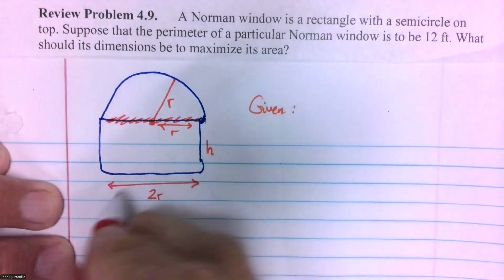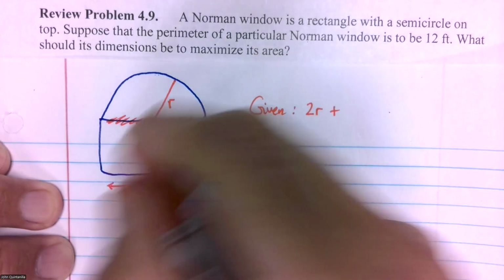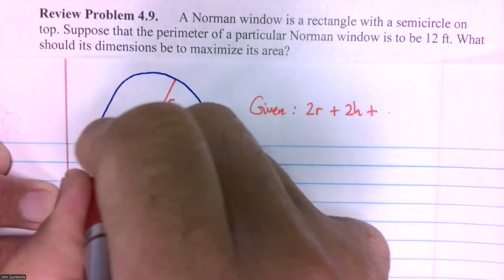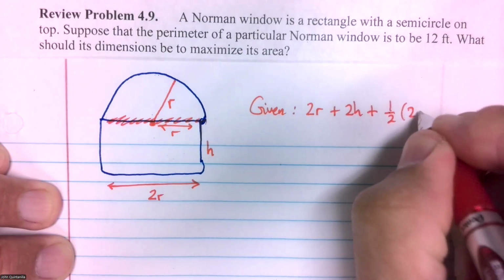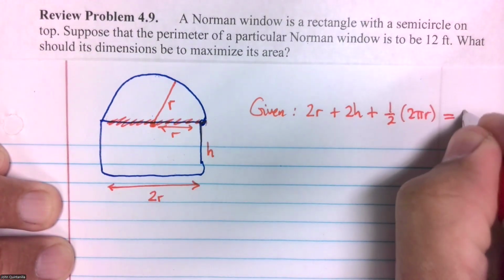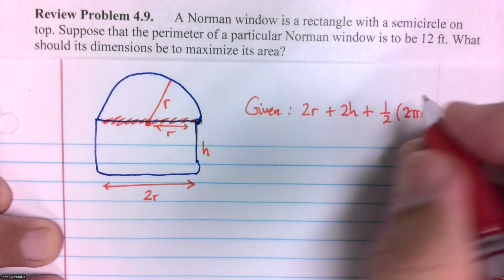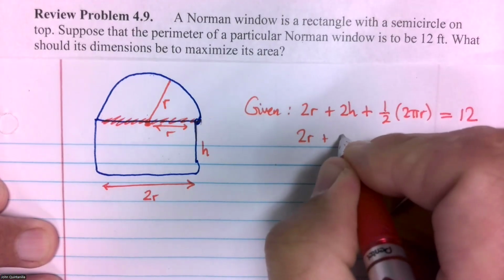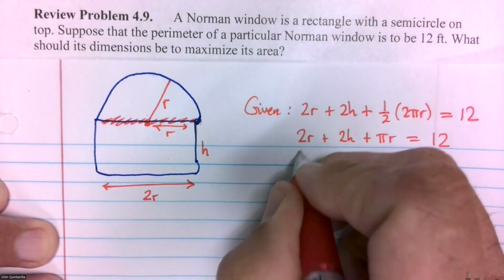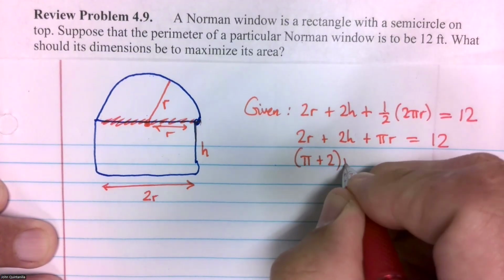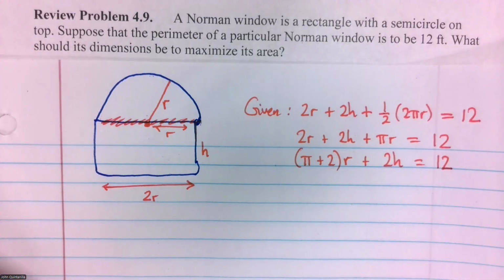Now, what's the perimeter? The perimeter is going to be this side, 2r, then I have height twice, so 2h, and then the perimeter of this semicircle, which is 1/2 the circumference of a circle. That's supposed to be equal to 12. So said another way, 2r plus 2h plus pi r is equal to 12, or (pi plus 2) times r plus 2h is equal to 12. So that's what's given.